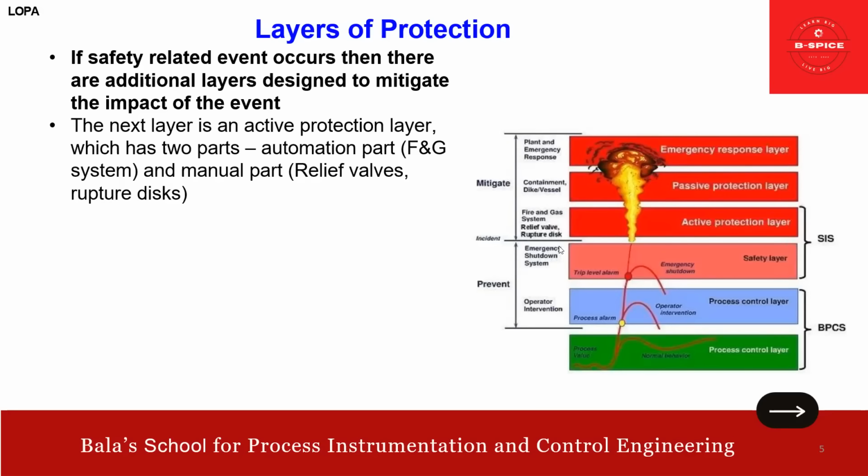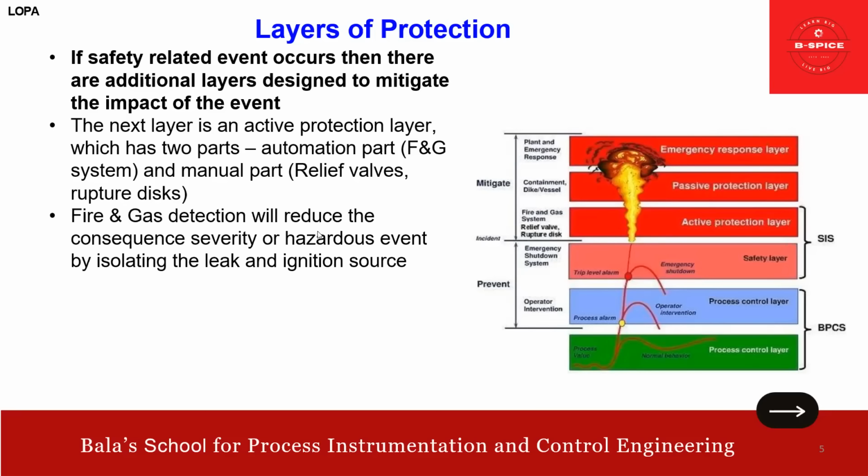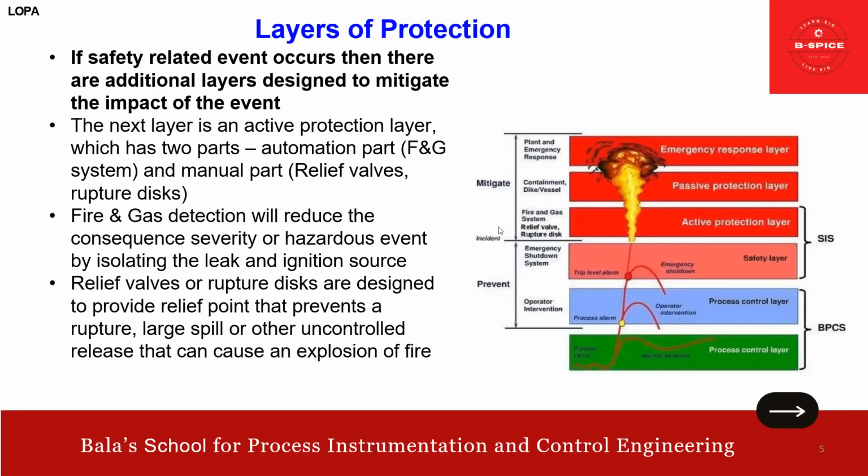The next layer is the active protection layer, which has two parts. One is the automation part, which is the fire and gas system. The other is the manual part, which is the relief system. The fire and gas system reduces the consequent severity of the hazardous event by isolating the leak and ignition source. Then the relief valve or rupture disc is designed to provide a relief point that prevents a rupture, loss, spill, or other uncontrolled release that can cause an explosion or fire. Okay, friends? I hope this is clear.